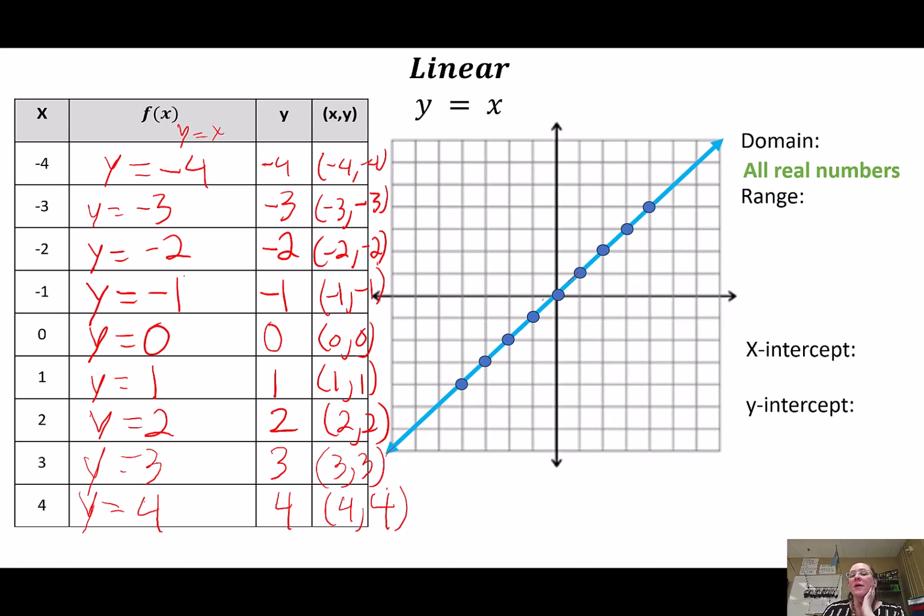Okay, now let's talk about range. Remember, range is the y values. So we're looking at the up and down. Again, if I kept extending this line out, it's going to keep going up forever and keep going down forever. So it is also all real numbers. Okay? Remember, the x-intercept is where we cross the x-axis. So x-axis here, y-axis here. Well, both the x-intercept and y-intercept are the same on this one. It's the very center of our graph, which is the point 0, 0.